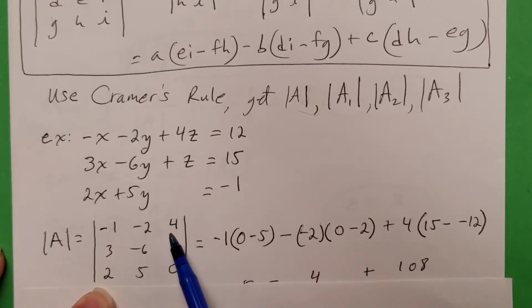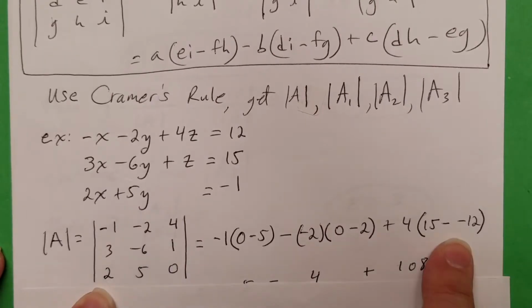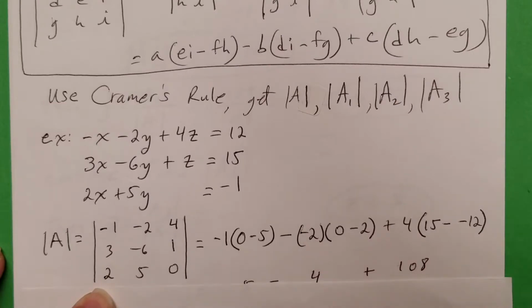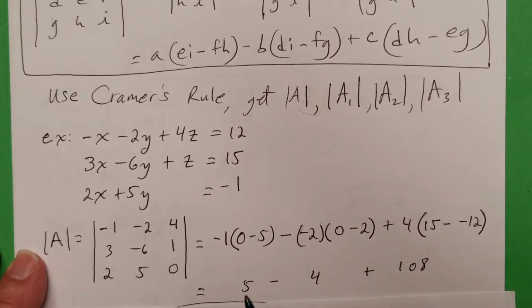Now for the 4. 4 times 15 minus negative 12. There it is. Now do the math. Remember this is minus here, right? Minus. So this is 5. Negative 1 times negative 5 is 5. Negative 2 times negative 2 is 2... I mean, and then 2 times negative 2 is negative 4.